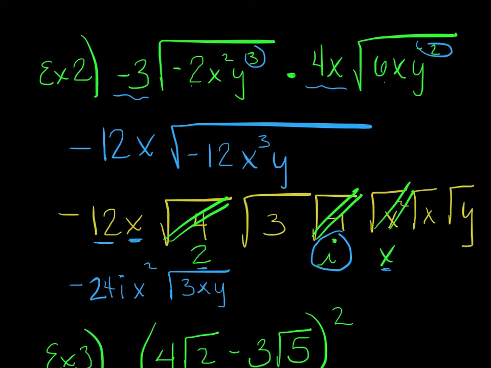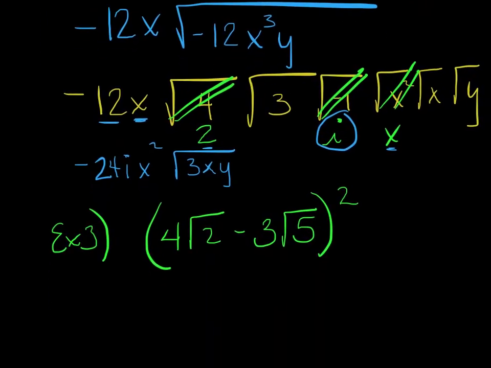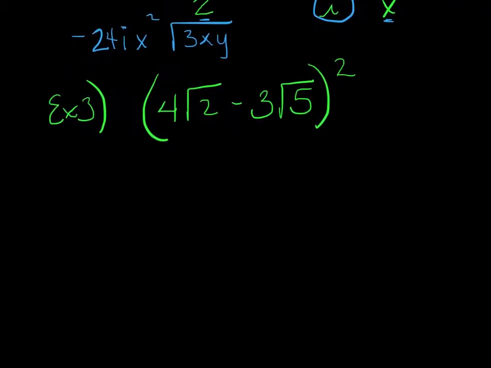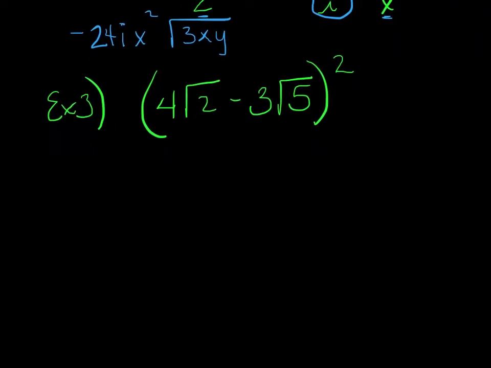Okie dokie, let's try another multiplying problem. Here's a pretty common multiple choice type question. They'll give you the quantity 4 radical 2 minus 3 radical 5, and they say square that quantity. So again, when you want to square something and there's a plus or minus sign in there, you've got to write it out twice and FOIL.